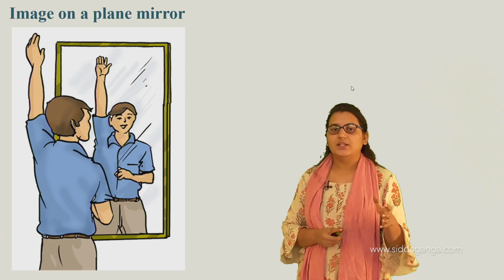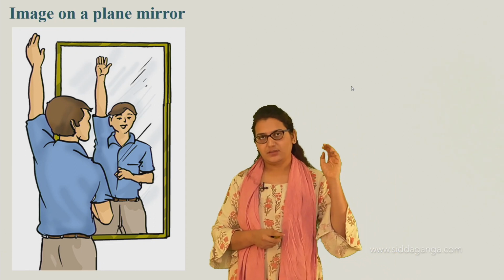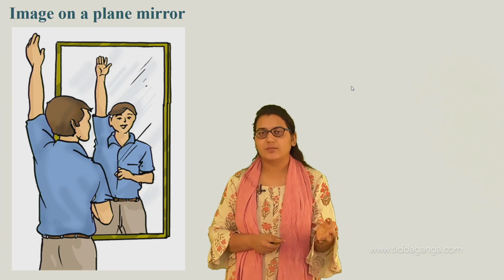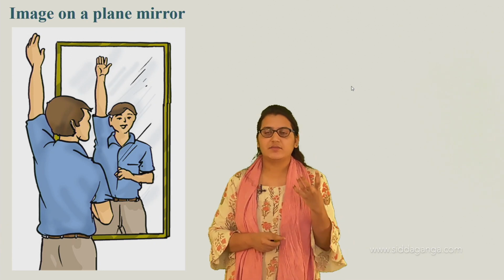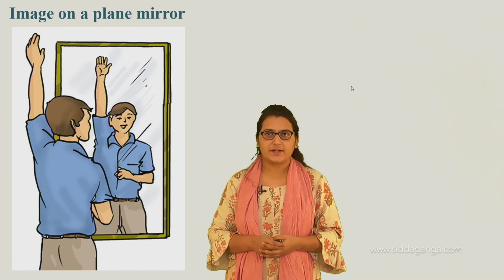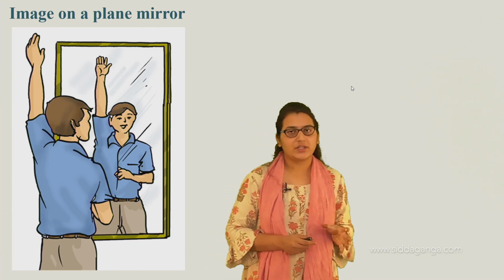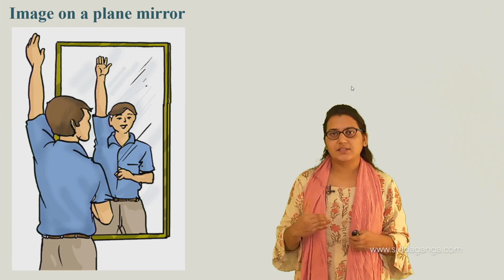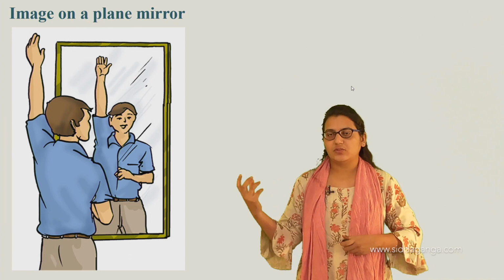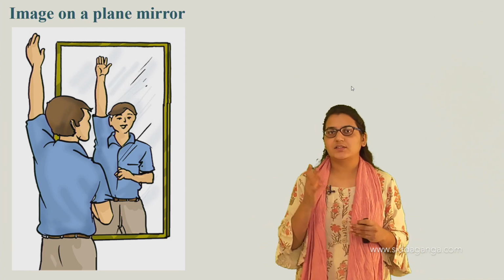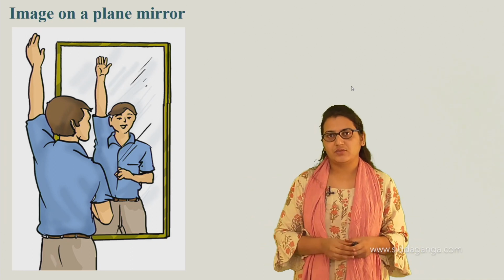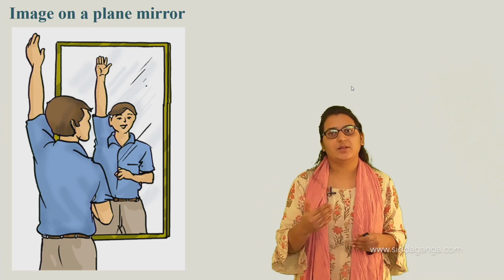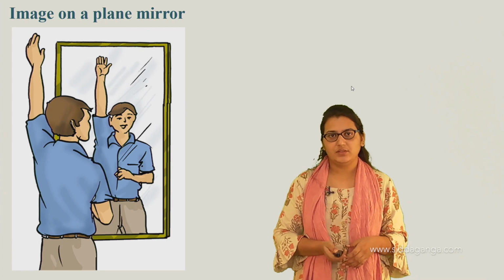In this example, this guy has lifted his left hand, but when you see it in the mirror, it appears to be the opposite, as if he has lifted his right hand. So one of the important characteristics of a plane mirror is that things appear the same. Whatever you are holding, you can clearly see it. But there is a change in the direction. Left appears to be the right and right appears to be the left.